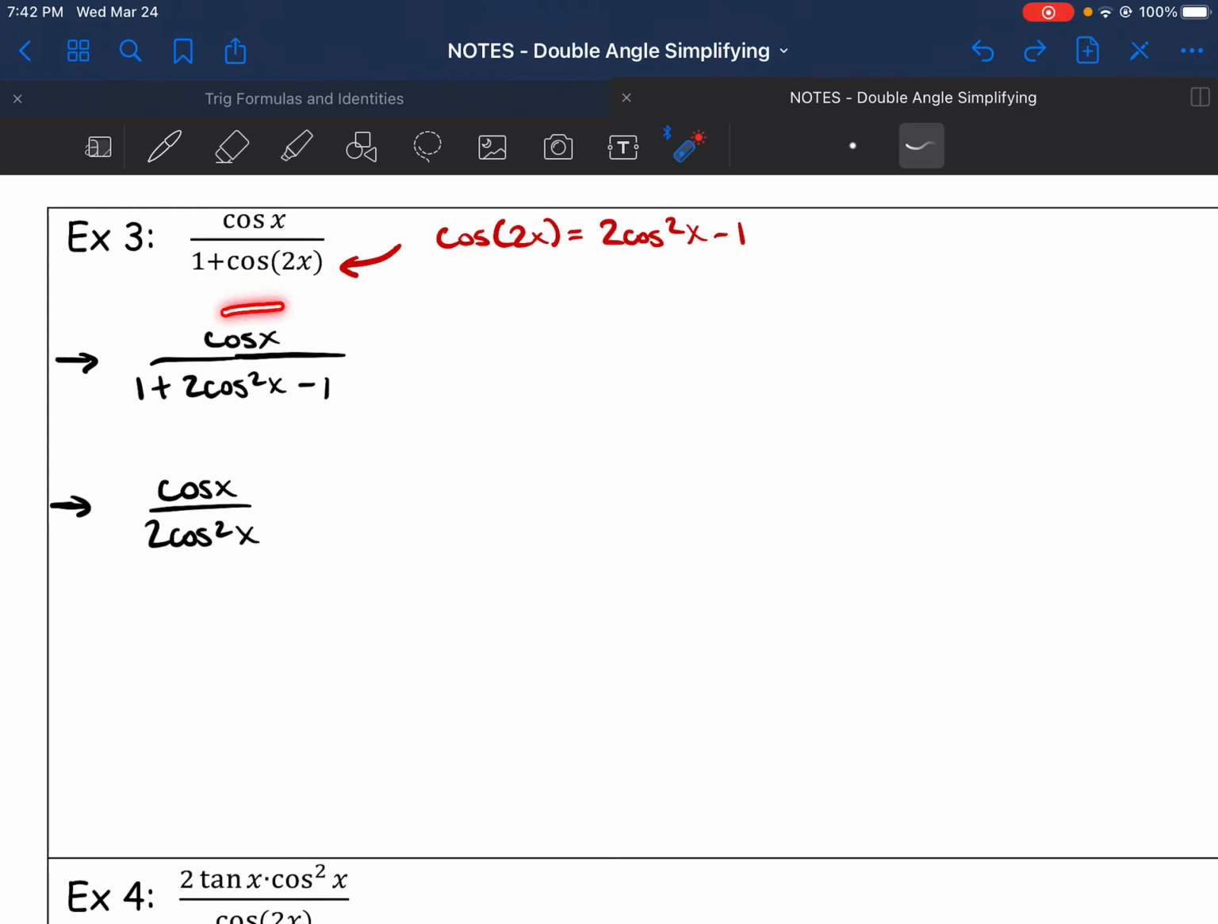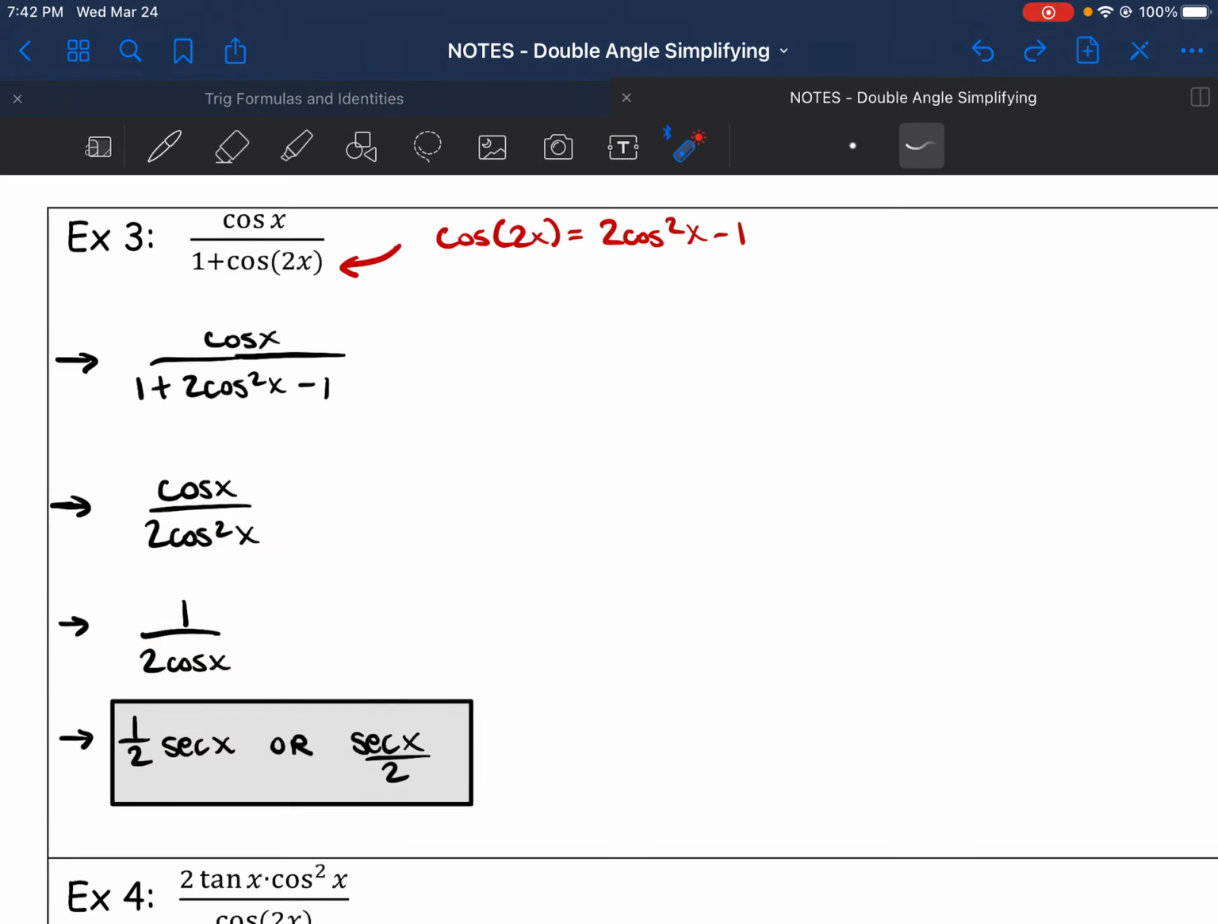So all we have left is cosine of x over 2 cosine squared of x. And again, remember, cosine squared is just cosine of x times itself. So one of these will cancel with this on the top, leaving a 1 up there, by the way. So now we have 1 over 2 cosine of x. And we know that 1 over cosine is secant. Remember that we still have this 2 on the bottom, though. So it's either going to be 1/2 secant of x, or you can write it as secant of x over 2. These are the same thing.